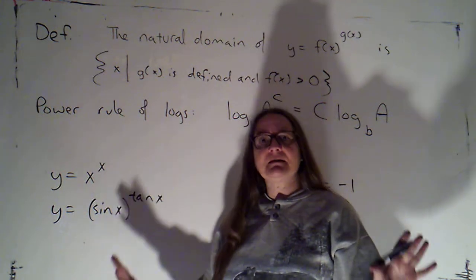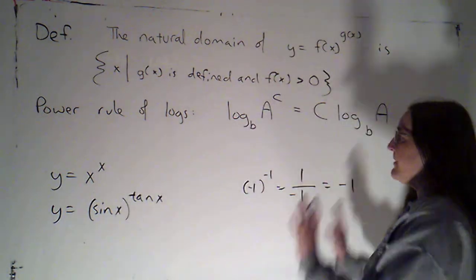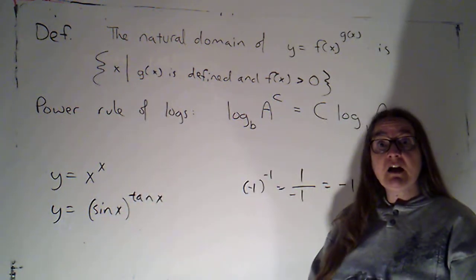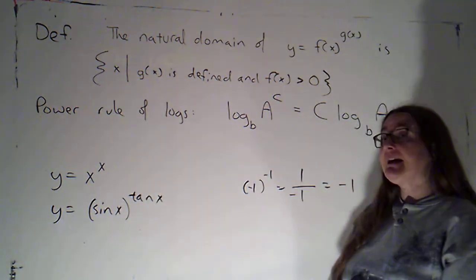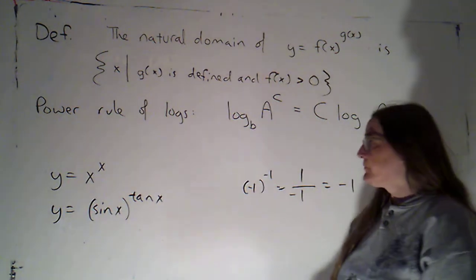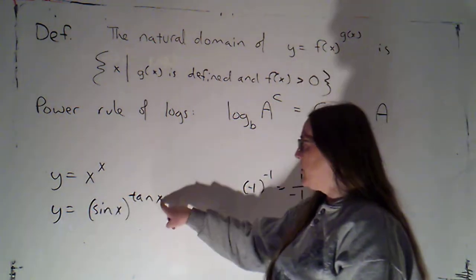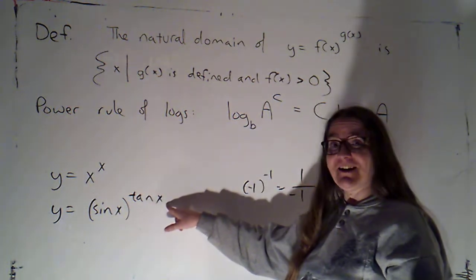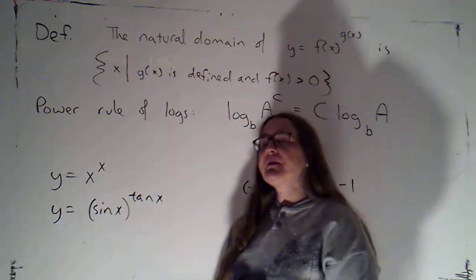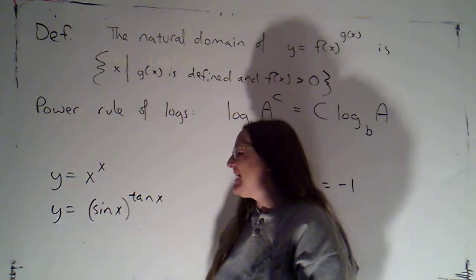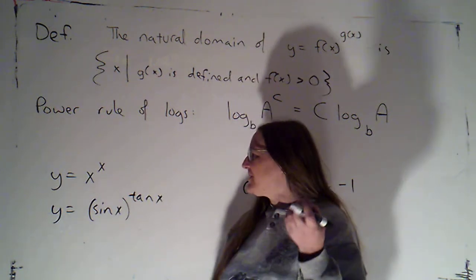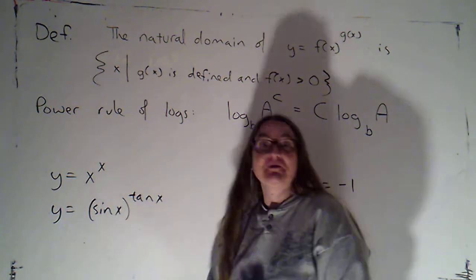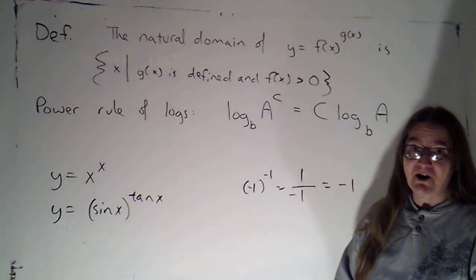So to keep things simple, we just say, hey, if there are variables in both the base and the exponent, by definition, the domain is everything where it's defined and the base is positive. So for a function like this, we would have to remove any odd multiple of pi over 2, because that would make tangent undefined. But then we'd also remove any angle that terminated in quadrants 3 or 4, where sine would be negative, and we'd remove multiples of pi, because that would make sine 0.